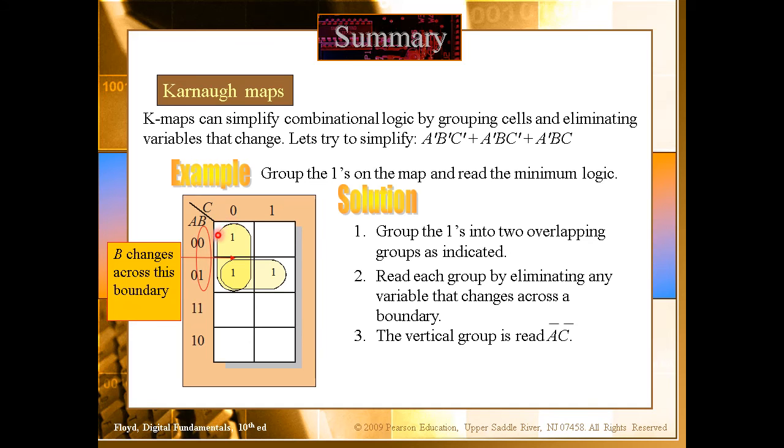So what is not changed? A prime, right? Because A is 0, B is 0. And also C is not changed, which means C prime, right? So that's why this group is read as A prime, C prime. Let's look at the other one.